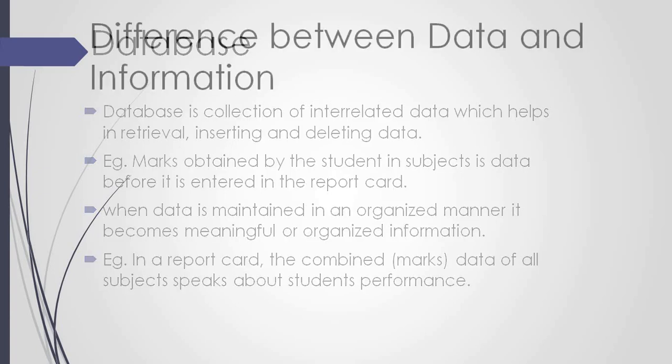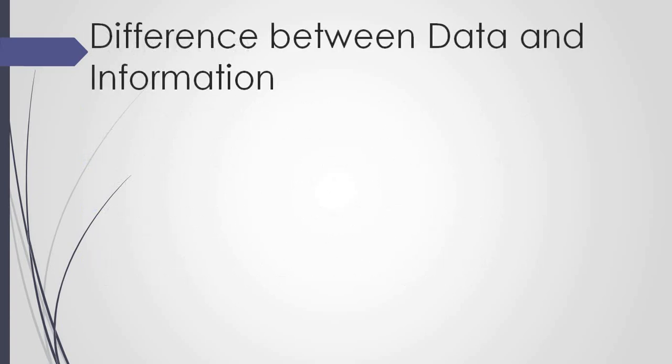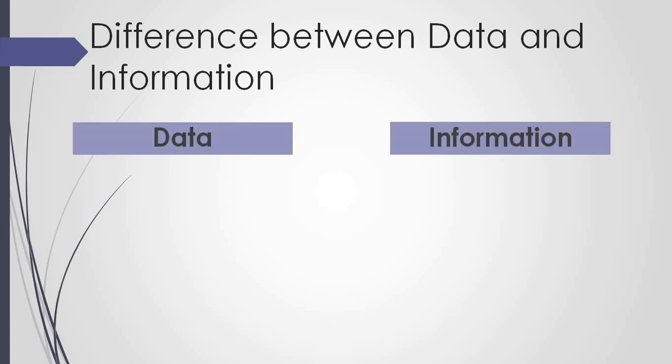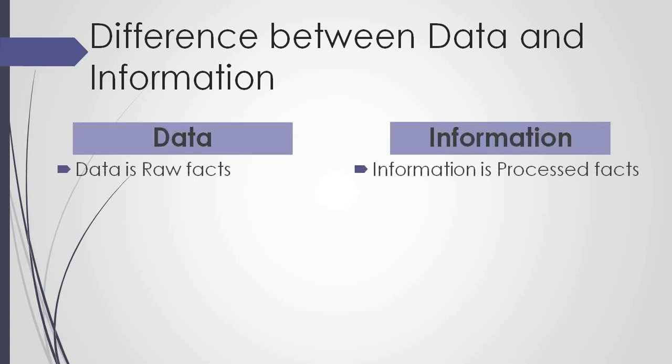Coming to the next part, difference between data and information. We have already studied this topic in the first chapter. We will again go through the differences. The first difference: data is raw facts. On the information side, information is processed facts. So data is some values, some figures. It is just raw, where inferences cannot be drawn. Information, on the other hand, is processed. Various different facts are processed and we get the information.